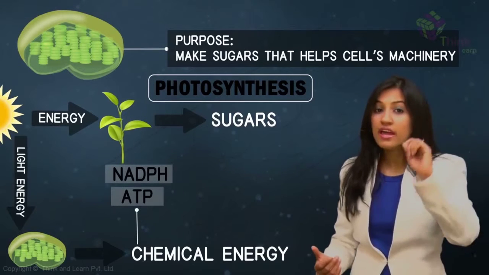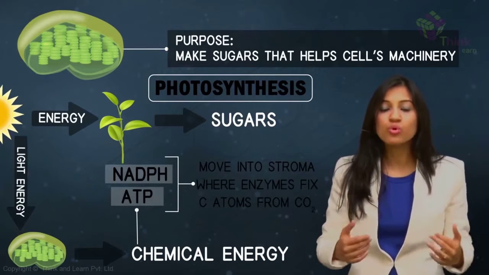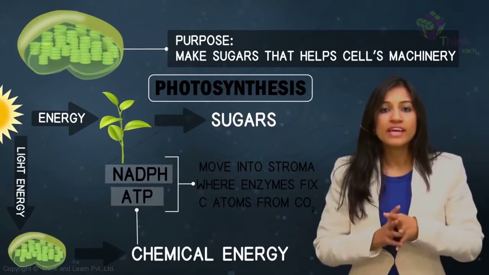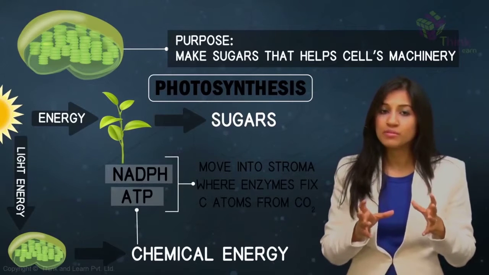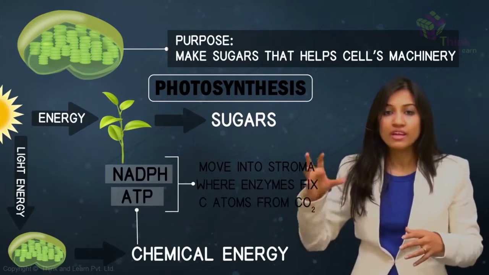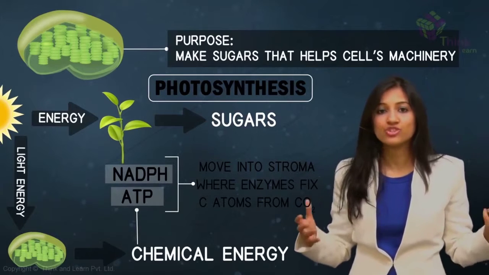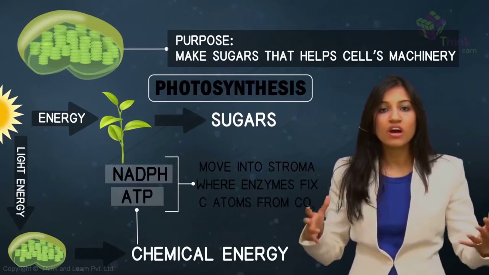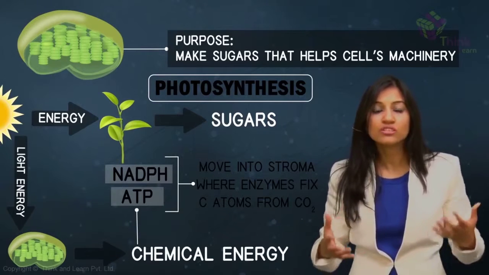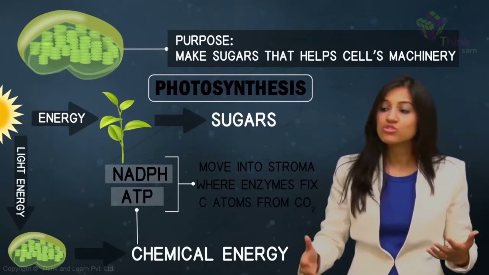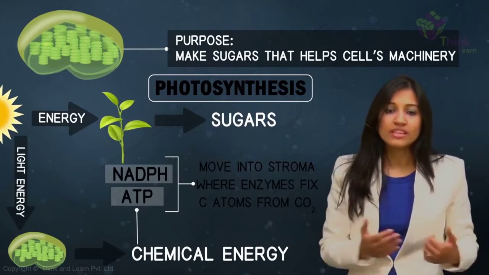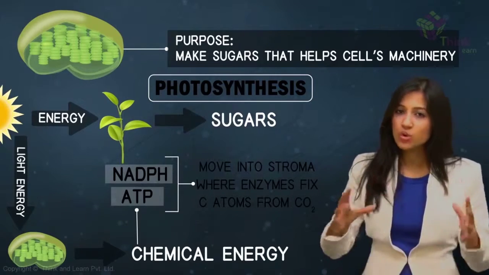Now, these energy-rich compounds move into the stroma where the enzymes fix the carbon atoms from carbon dioxide. The molecular reactions eventually create sugar and oxygen. Plants and animals then use the sugars for food and energy. And animals also breathe the oxygen that is released. Okay, so I hope it's really clear.